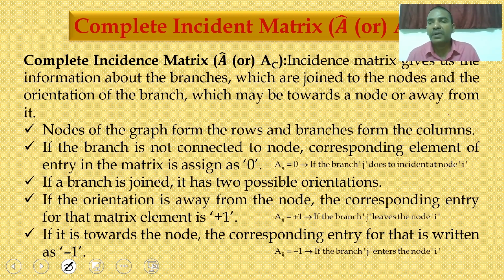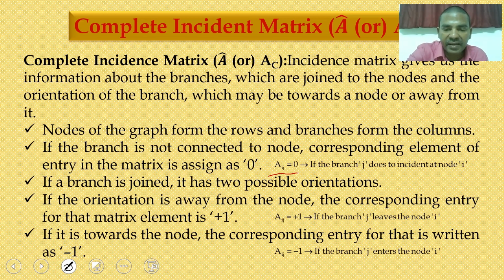So you have to map the nodes and branches, then you can get a complete incident matrix. To understand the incident matrix, we have to go for the values 0, +1 and -1. If Aij is equal to 0, the branch j does not incident on node i. That means the current is simply not incident on a particular node, then you can say that the value of incident is 0.